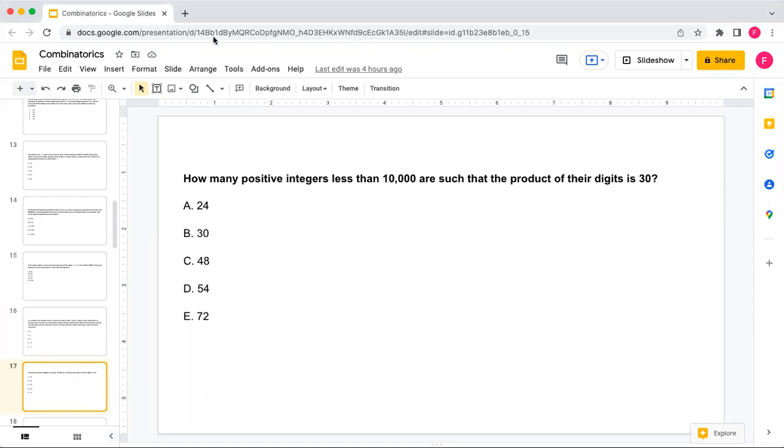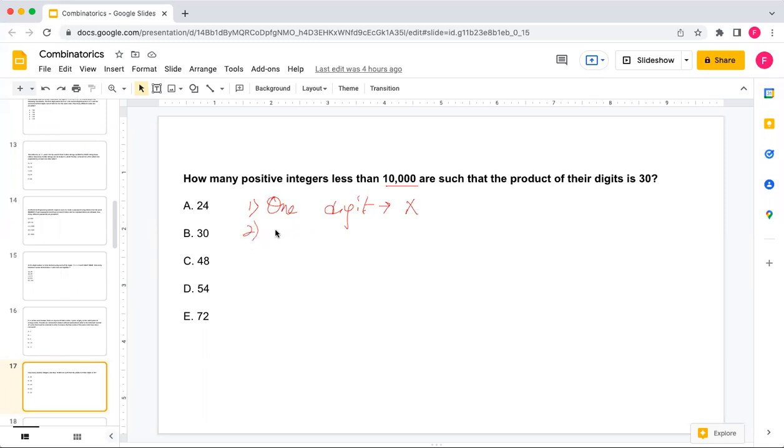Okay, quickly solve this question and try to be quick. The question is saying, how many positive integers less than 10,000 are such that the product of their digits is 30? First of all, let's start with 1 digit. No 1 digit is equal to 30, so the 1-digit case is not possible.